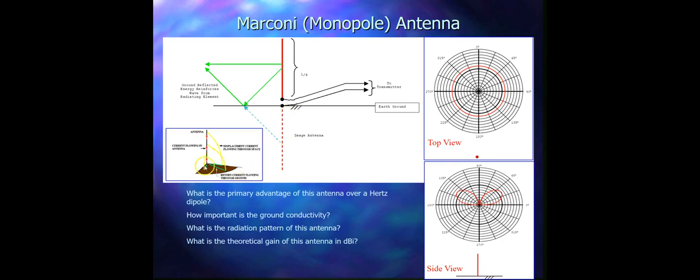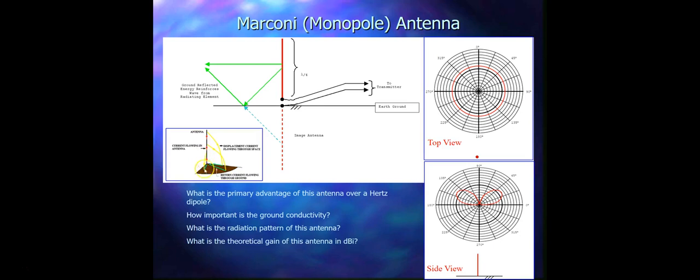Here you see another picture which shows the return current flowing through the ground. This green arrow shows the return current, and the red ones show the current flowing in the antenna. This type of antenna, unlike the dipole, is an unbalanced antenna and should be fed directly with coaxial cable. The shield of the coaxial cable is connected to the ground at the base of the antenna, and the center lead of the coaxial cable is connected to the vertical radiator.